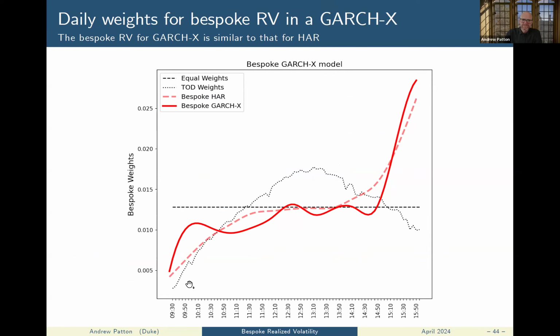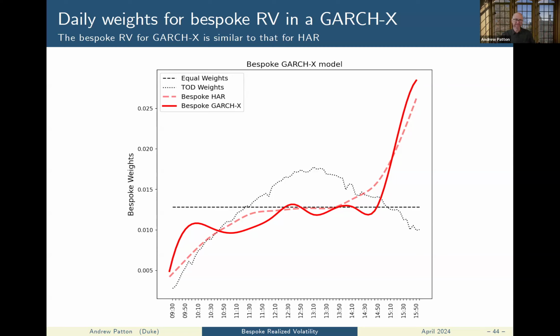So the pink dashed line is the weights from the HAR model that I showed you earlier, just to keep in the back of your mind. And the red line here are the weights that we get when you're taking the realized variance and plugging it into a Hautsch model. Roughly what we see is the same pattern. It starts off low, consistent with this time of day type effect. It rises through the day and then it finishes up high.